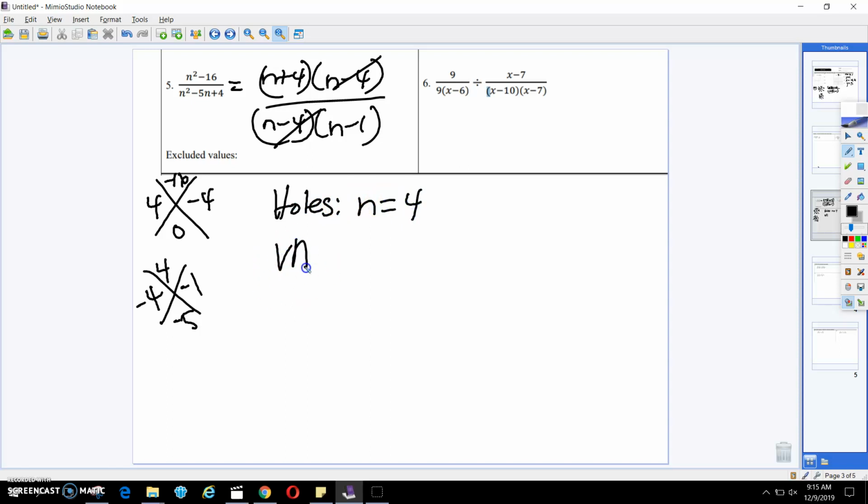And I'm also going to have a vertical asymptote at n equals 1, because I'm going to take what's in the denominator, set it equal to 0, and solve. I'm going to have a horizontal asymptote at y equals 1, because I have the same exponent. So I'm going to take the a and the b and put them over each other, and that's going to give me y equals 1.